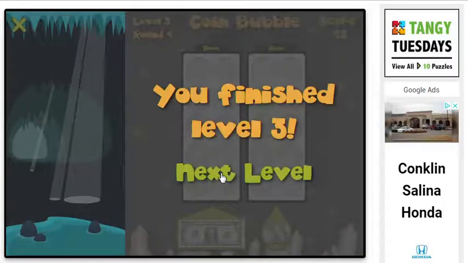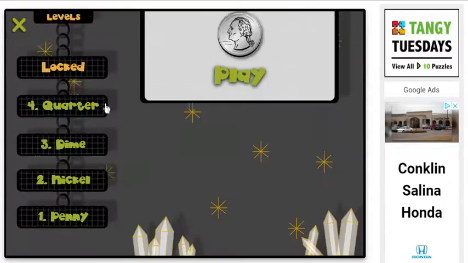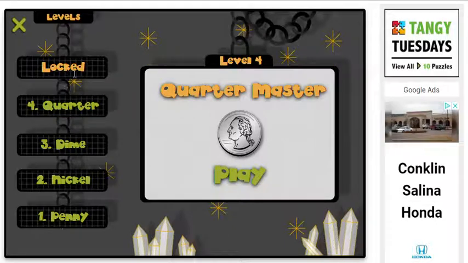So we finished this level. I wanted to show you what our next levels are going to start to look like. Now we start adding things in like quarters, and we'll continue working from there as you unlock different levels.